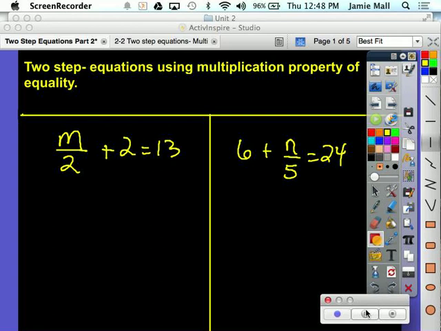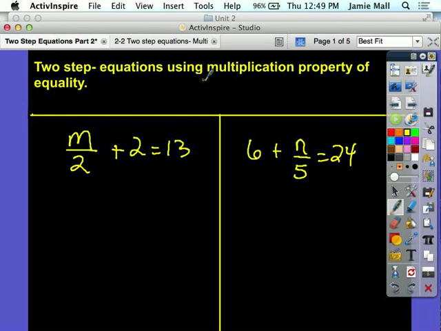All right, hi everybody. Today we're going to be finishing up what we started yesterday and looking at solving two-step equations using the multiplication property of equality. So you can see here at example number 1, we have an equation that is going to involve two steps. We see m divided by 2 plus 2 is equal to 13.